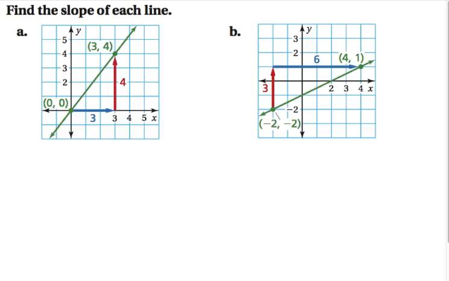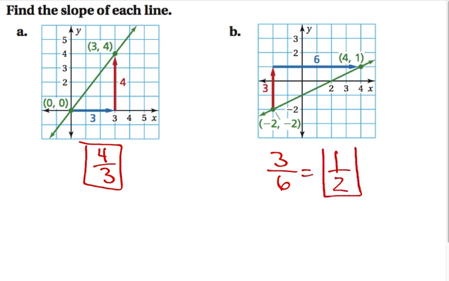Okay, let's find the slope of each line. The definition of slope is how fast it goes up compared to how fast it goes to the right. So this would be a slope of 4/3. That doesn't reduce. The slope is 4/3. This one would have a slope of up 3 and over 6, a slope of 3/6, which does reduce to 1/2. This line goes up half as fast as it goes to the right.